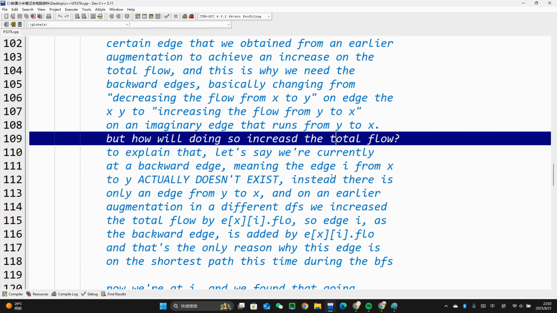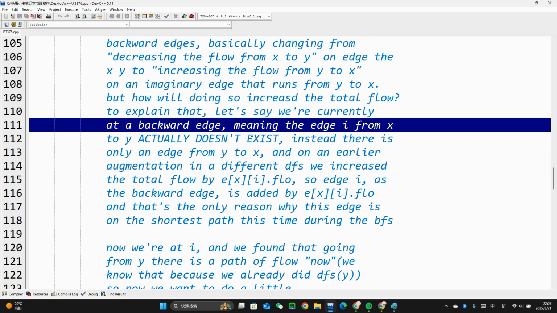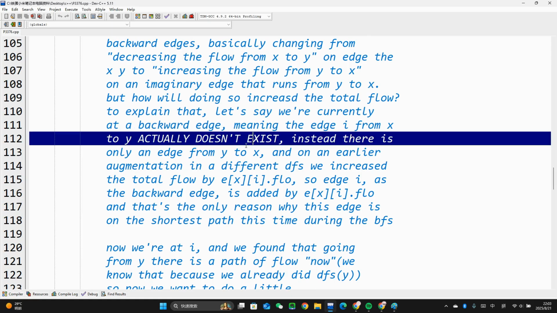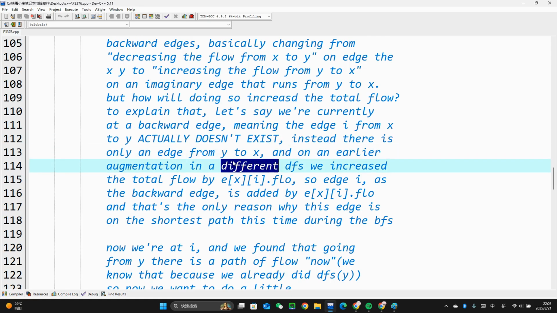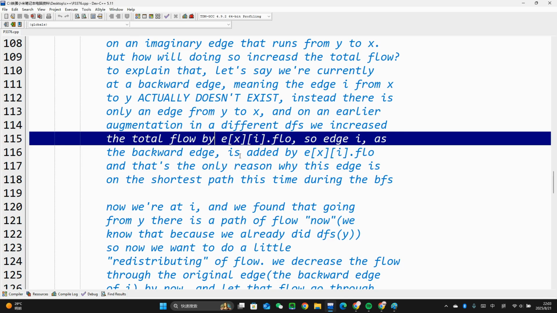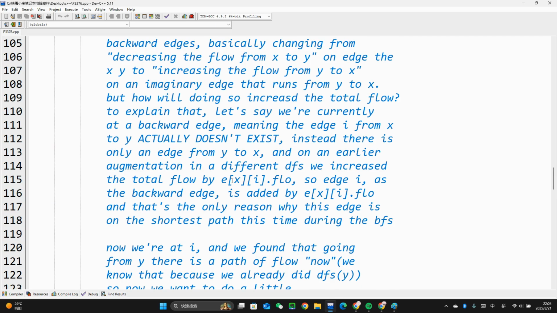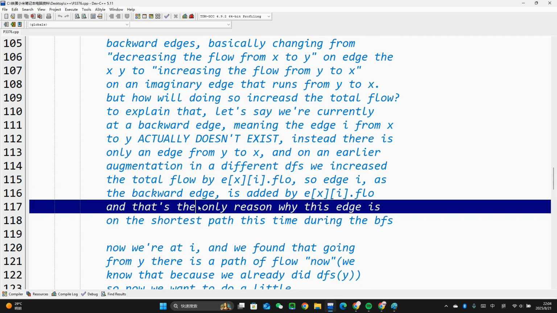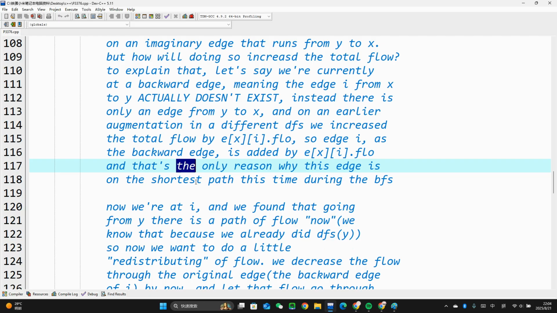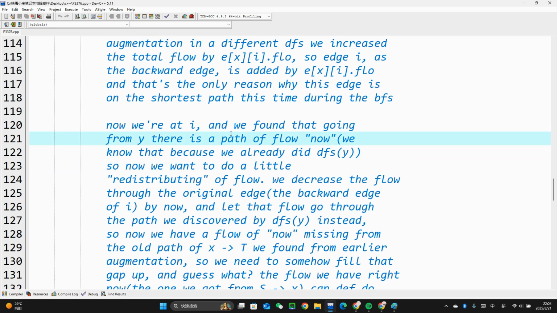But how does doing so increase the total flow? Well, to explain that, let's say that we're currently at a backward edge, meaning that edge I from X to Y actually does not exist. Instead, there's only an edge from Y to X, and on an earlier augmentation in a different DFS, we increased the total flow by EXI.flow. So edge I as the backward edge is increased by EXI.flow, obviously, right? Because we added it up here. And now, the only reason why this edge is on the shortest path this time during the BFS is that, right? Because we added it. Now we're at I, and we found that going from Y, there's a path of flow. Now we know that's because we did DFS Y.